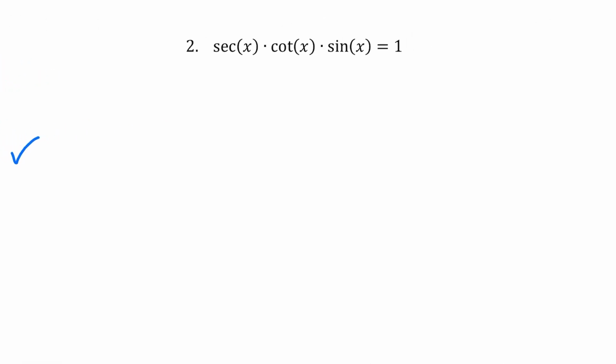Again, my advice to you is to get things in terms of sine and cosine. Secant is the same thing as 1 over cosine. Cotangent is the same thing as cosine over sine. And again, you can find all of this stuff in the box above. The box above also says that sine is 1 over cosecant, but we don't want to change these to the other trig functions. We want to put them in terms of sine and cosine.